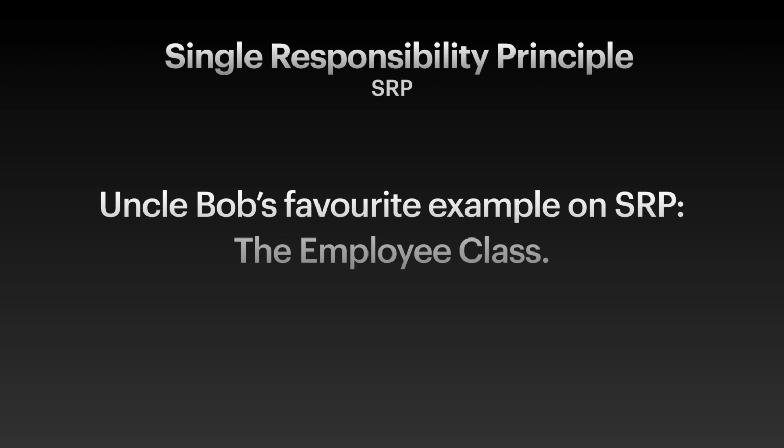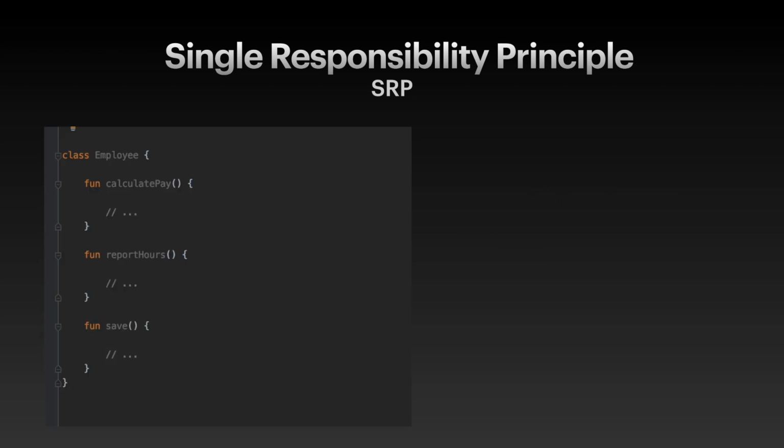Let's use Uncle Bob's favorite example on the SRP, the employee class, to paint us an initial picture, and then we'll delve into a more complex scenario to really test our understanding. Take a look at this class. It contains 3 methods. The implementation is not important, but what is important in order to find out if this class violates the SRP is to identify reasons for change.